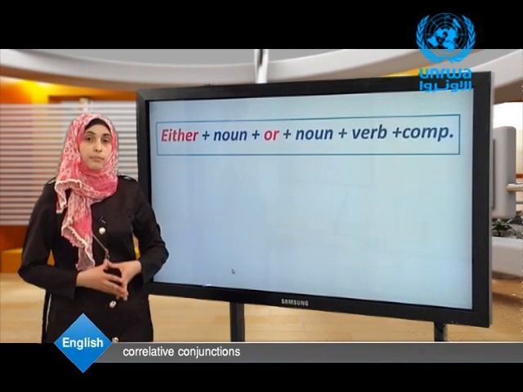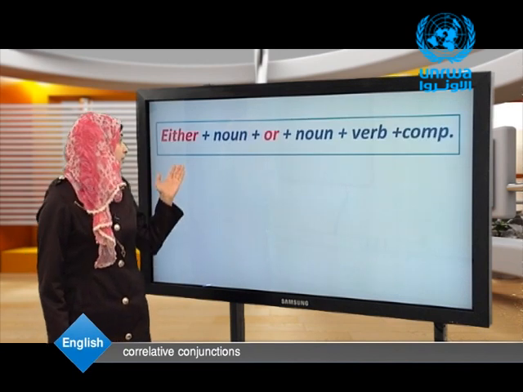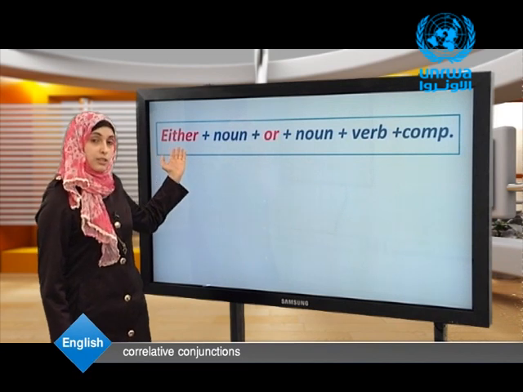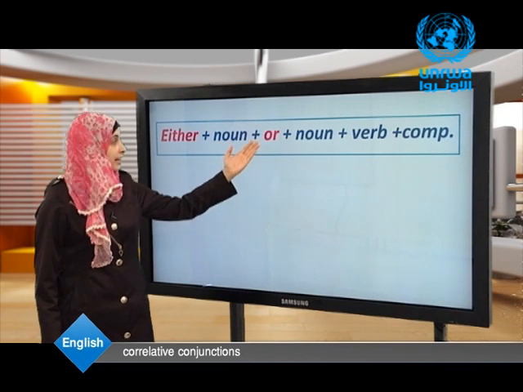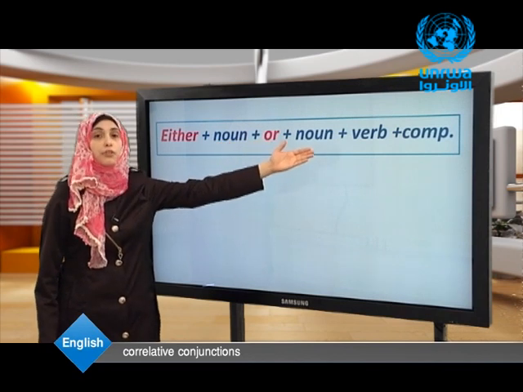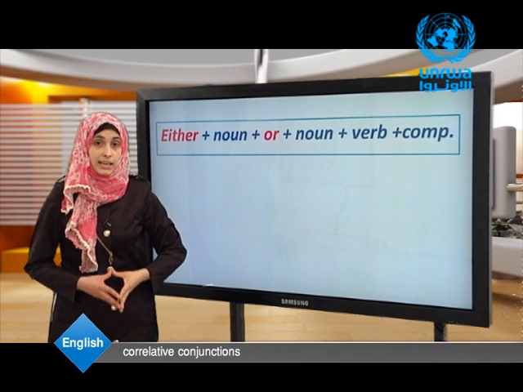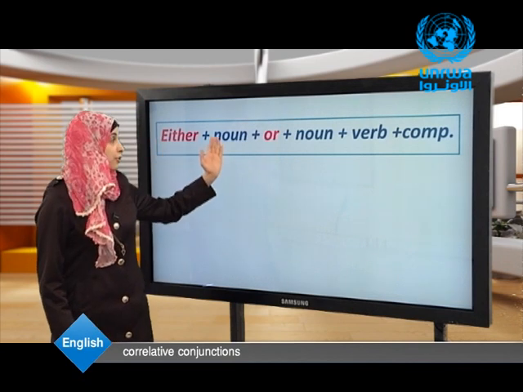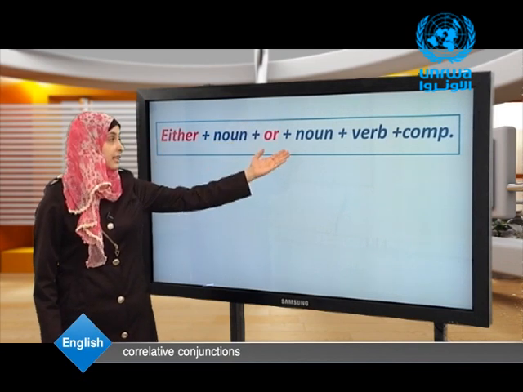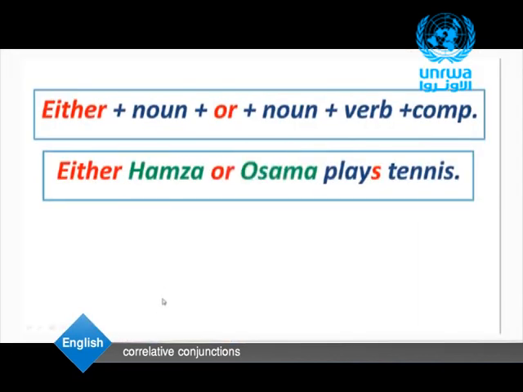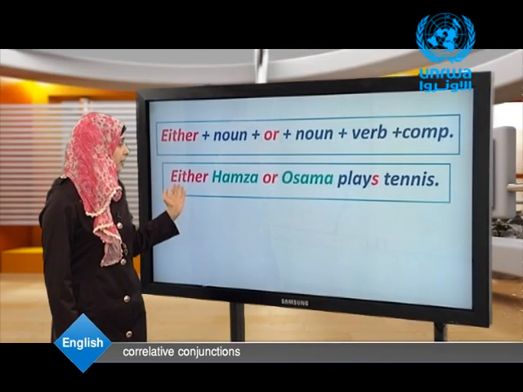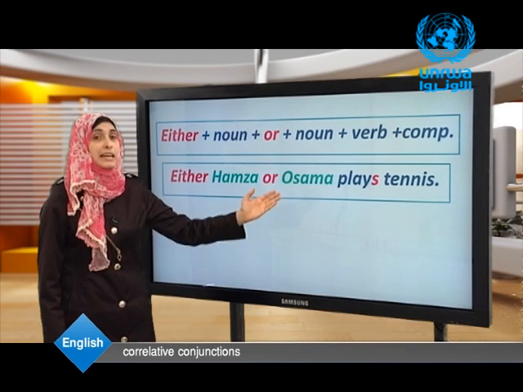What about the form? When we want to start with either at the beginning of the sentence, we use either, then the first noun, and then or, and then the second noun, then the verb, and then the complement. Again, either, the first noun, or, the second noun, and then the verb, and then the complement. Let's see this example. Either Hamza or Usama plays tennis.